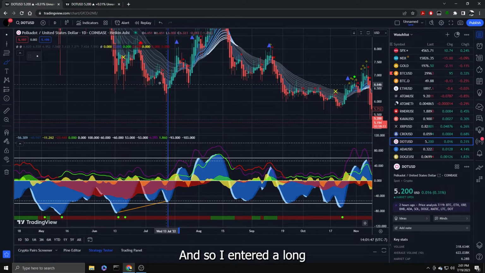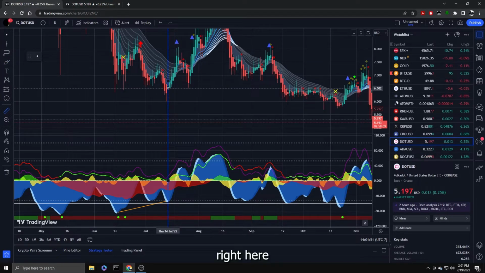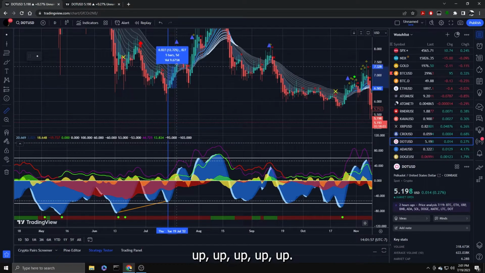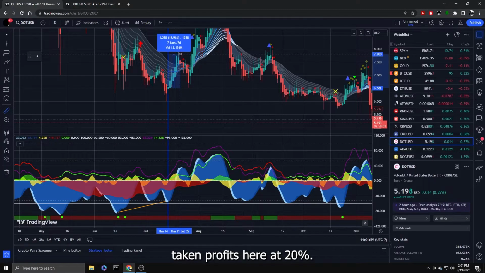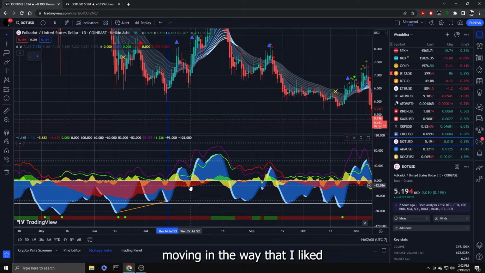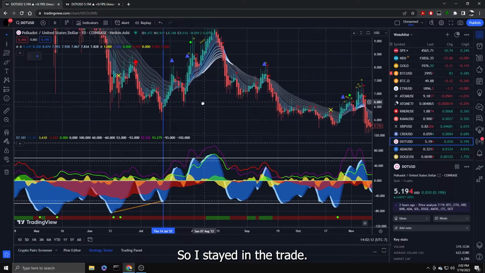And so I entered along right here. And then I rode that momentum wave as it went up, up, up, up, up. And I could have taken profits here at 20%. Nobody would have blamed me. But I'm watching that cash flow. I see it continue moving in the way that I liked. And I wasn't under much pressure. So I stayed in the trade.